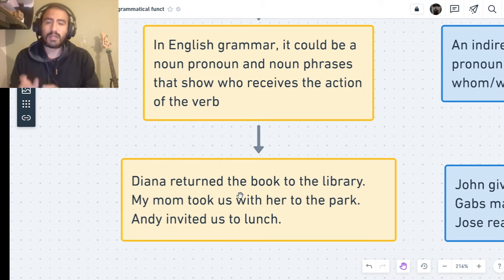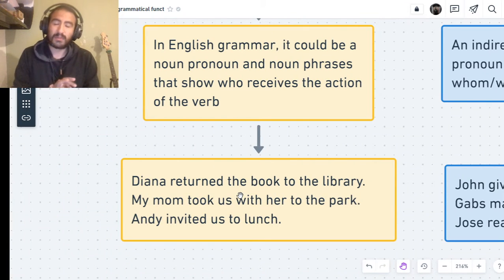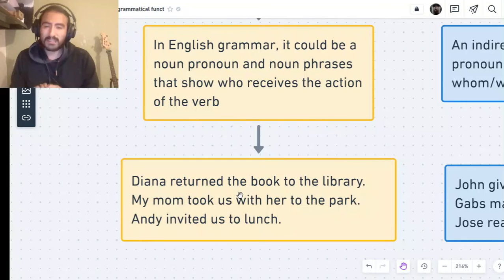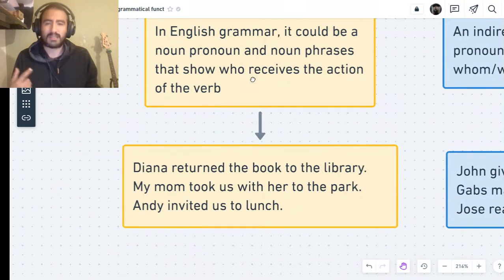My mom took us with her to the park. That's another example. My mom took us with her to the park. The question must be, what is my mom doing? And she's taking us with her to the park. So, took is the action, and us is the direct object.